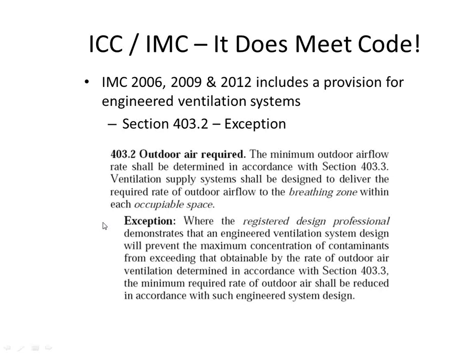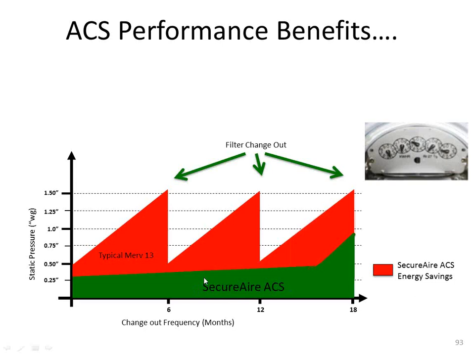Less outdoor air and fan horsepower. We ran a little study here, and this one was with Secure Air, but typically a MERV 13 filter starts at 0.5 and goes to about 1.5, and after a few months you've got to change it. The pressure drop builds up linearly, and you've got to change it. But here Secure Air starts at a little bit more than 1/4 inch and ends at about 0.8 inches and lasts 2 to 3 times longer than the standard MERV filters. So all this area here is energy savings.